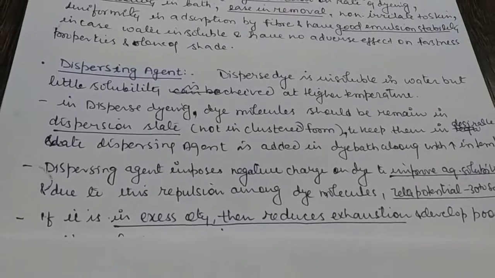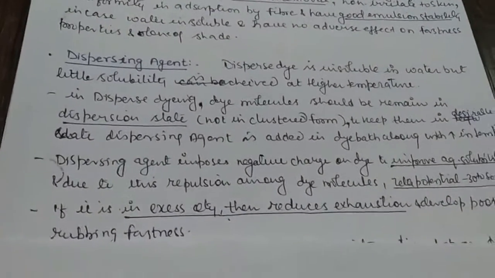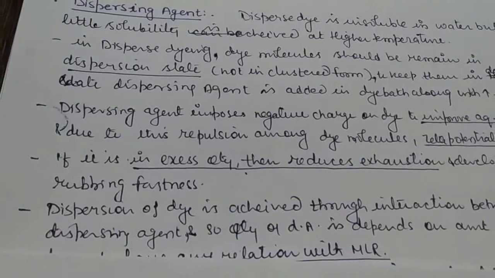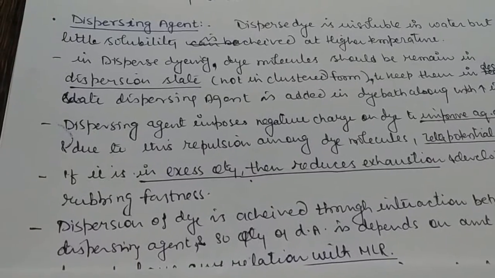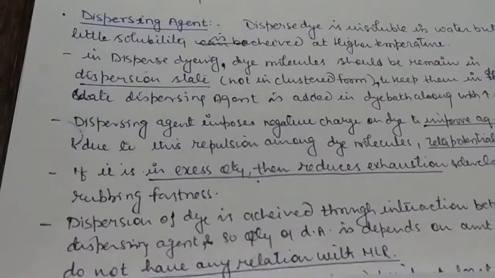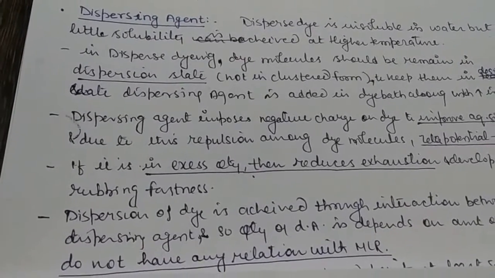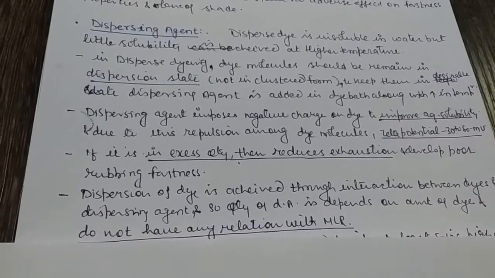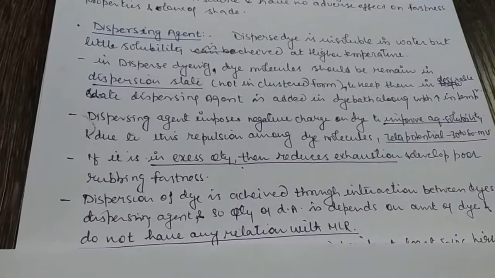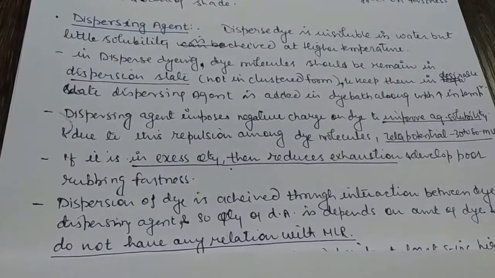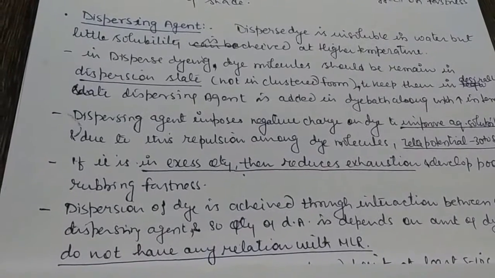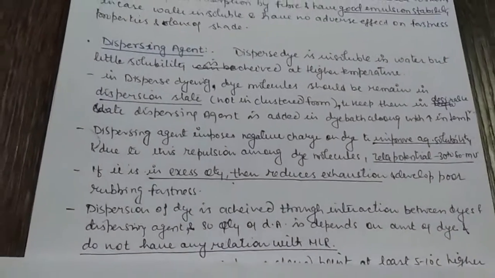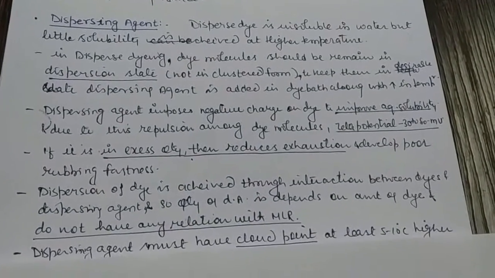If we add dispersing agent in excess quantity, then exhaustion of dispersed dye is reduced and develop poor rubbing fastness. Now we can say, if we add dispersing agent in excess quantity, then it will negatively impact the dyeing of polyester fabrics. Dispersion of dye is achieved through interaction between dye and dispersing agent. So, quantity of dispersing agent is depend on amount of dye and do not have any relationship with MLR ratio. It means, how much amount of dispersing agent should be added in dye bath is exactly depend on how much amount of dye you will take.